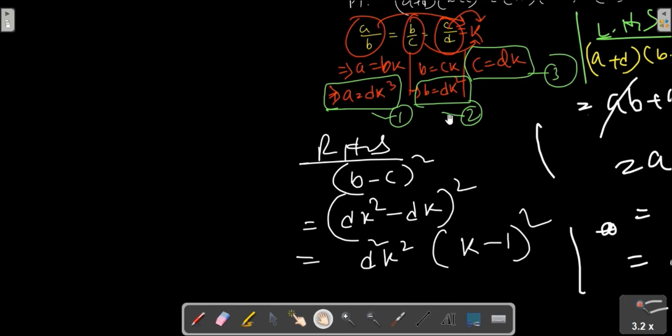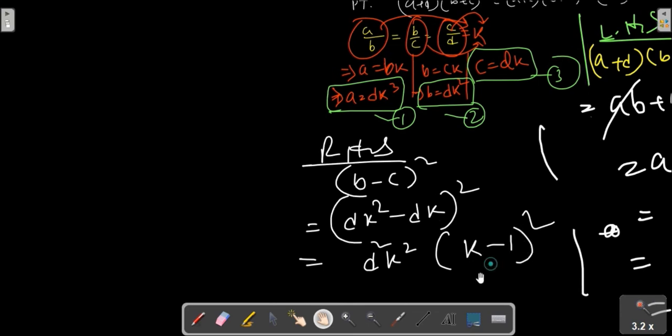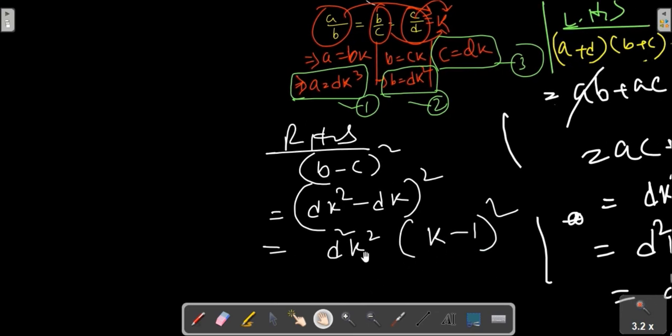Now I can see that we can take DK common. When you take DK common, it's squared, so it would be D square K square outside. And what will be left? As I've taken DK common, from the first term K would be left, and from the second term 1 would be left. So we are left with D square K square into bracket K minus 1 whole square.